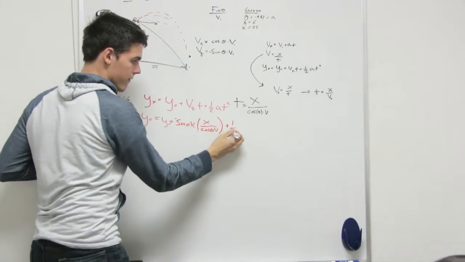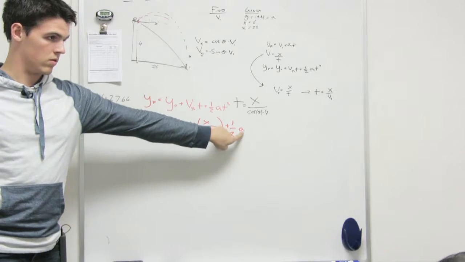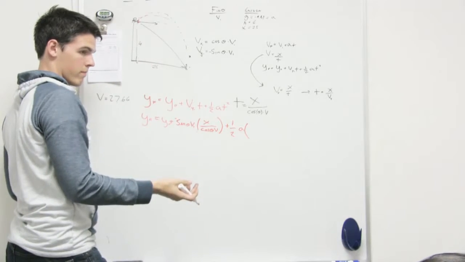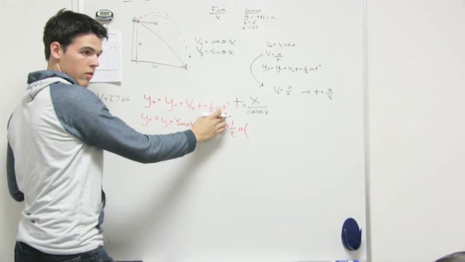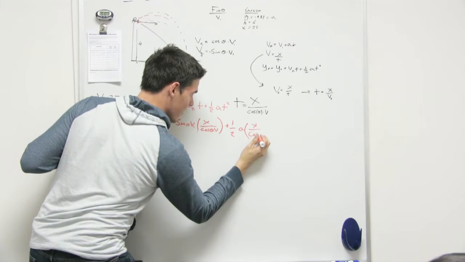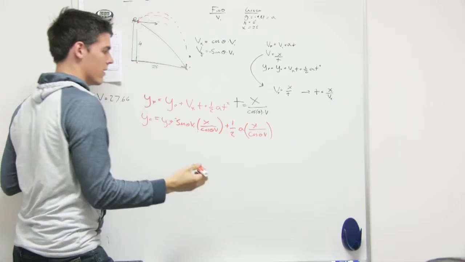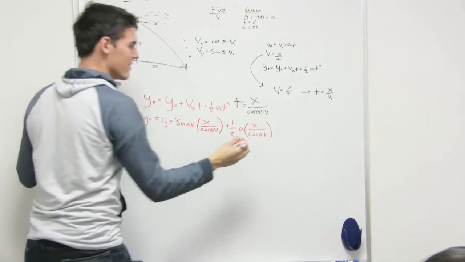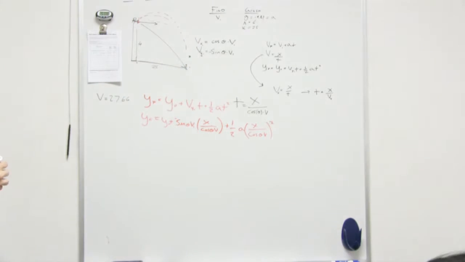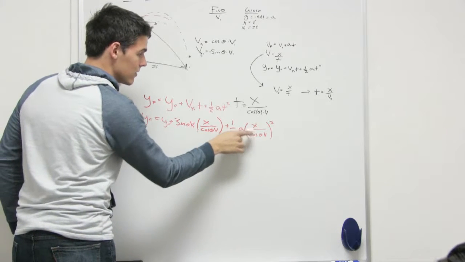Where are we? 1/2 A. Do we know acceleration? Negative 9.8. Okay. And then time? T squared. It's just the same thing, but squared. That's ugly. Yeah, it's ugly. But it's beautiful because we know what that is, that is, and that is.